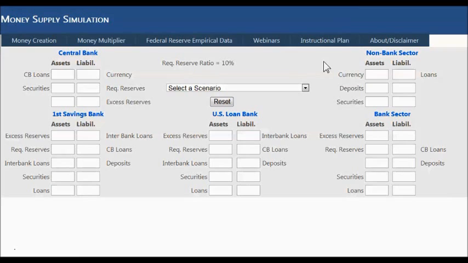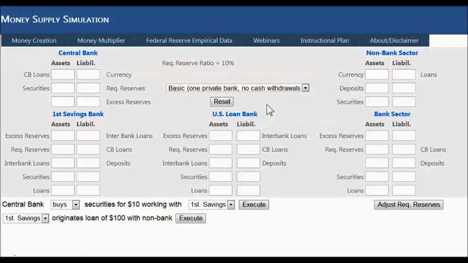The best way to learn how to teach with a money supply simulation is to see it in action. The instructor in the classroom chooses a basic scenario with 1 bank and no cash withdrawals, and we see 2 actions here, and one of them says the central bank buys $10 security from First Savings. When we execute it, we can see that securities are reduced by $10 for First Savings, while the central bank has more assets now. At the same time, the central bank pays for the security by crediting First Savings reserve account, and that is a liability of the central bank.